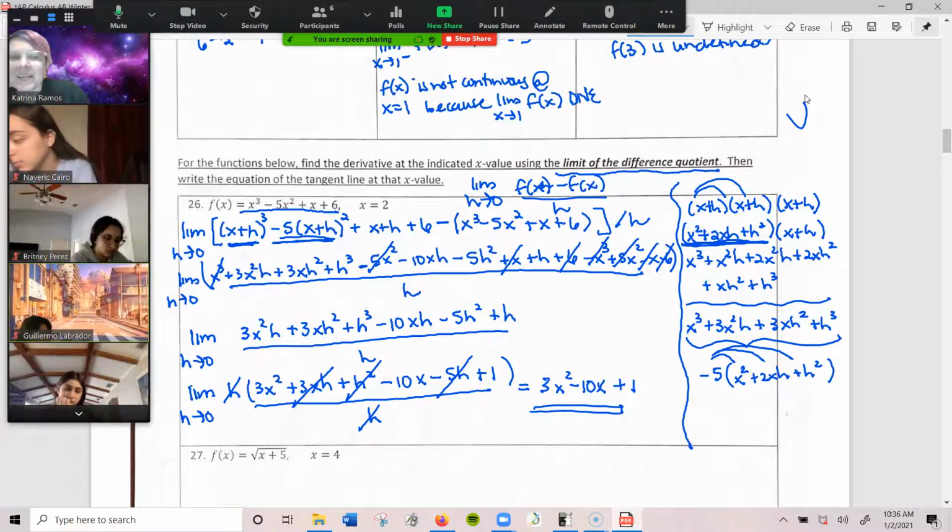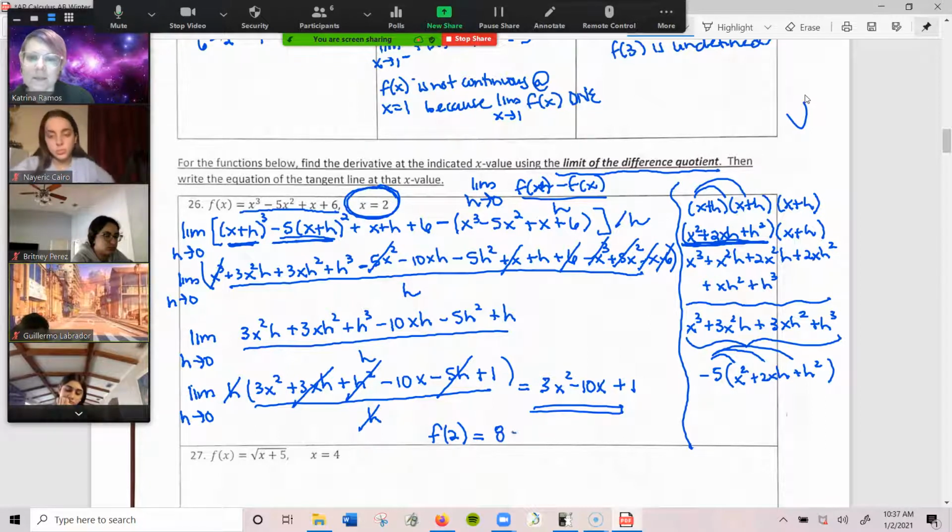Okay, and now it says, then write the equation of the tangent line at the x value. Here is my x value, x is equal to 2. So we would take f of 2 to find our point of tangency, which is 8 minus 20 plus 2 plus 6. So I just plugged it into the f of x. 2 to the third is 8 minus 5 times 2 squared, which is 4, so that becomes 20, plus 2 plus 6, which gives me 10, so negative 10, negative 4.